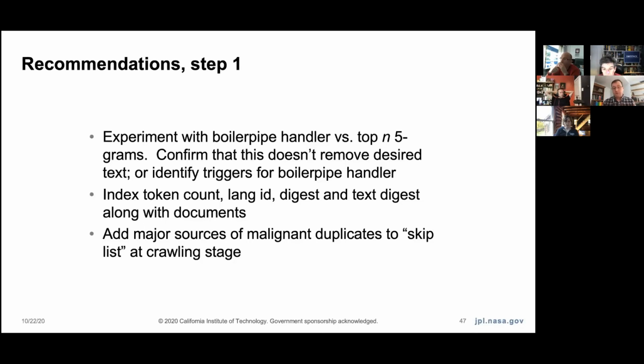And I'll talk about some of the options for handling those in the next slide. Obviously, for major sources of malignant duplicates, for that one web server not available page, put that on your skip list at the crawling stage. Stop indexing those and delete those from the index, please.